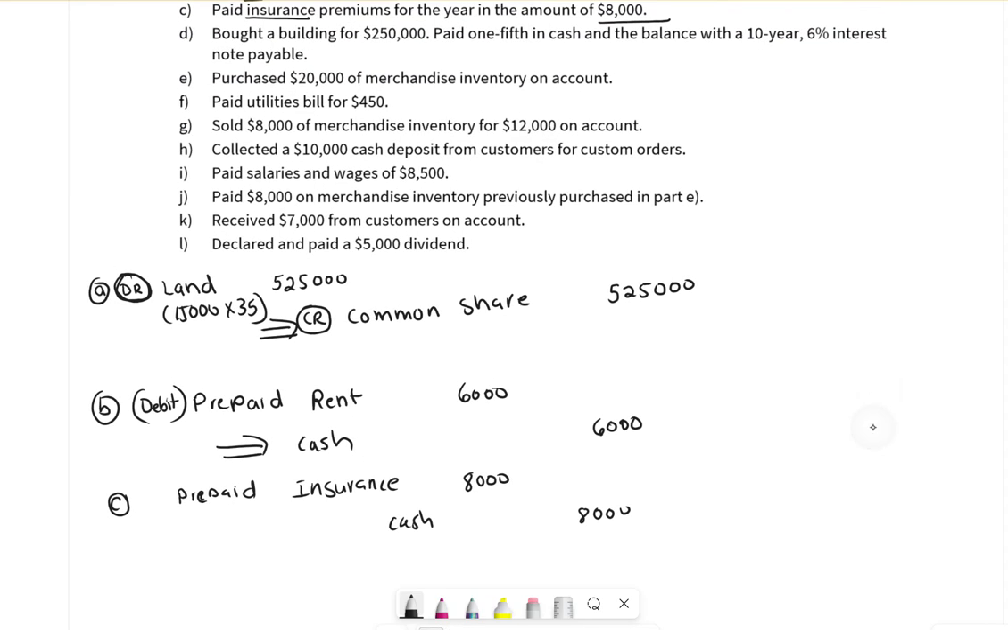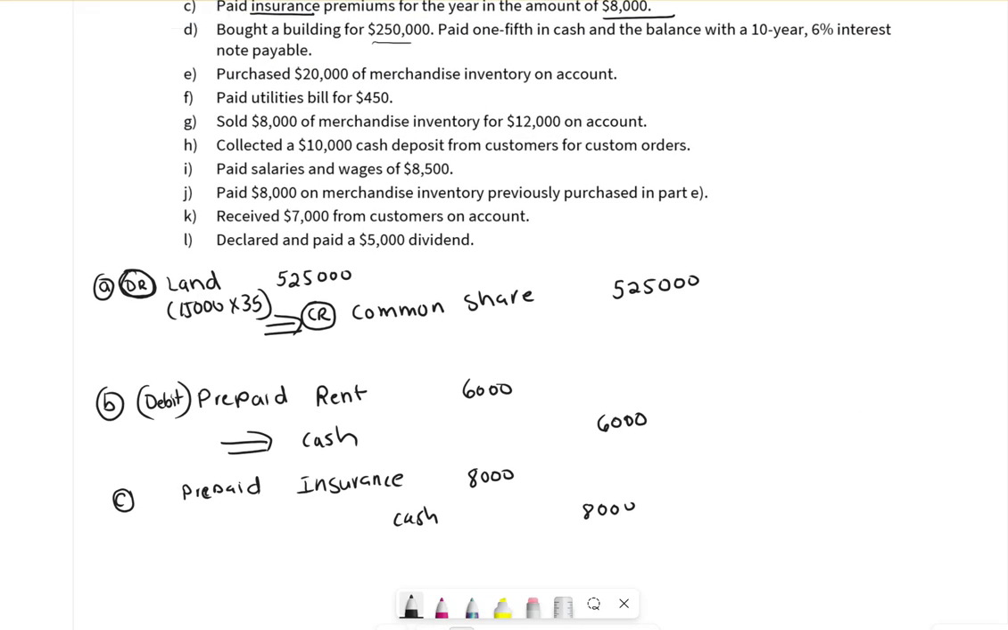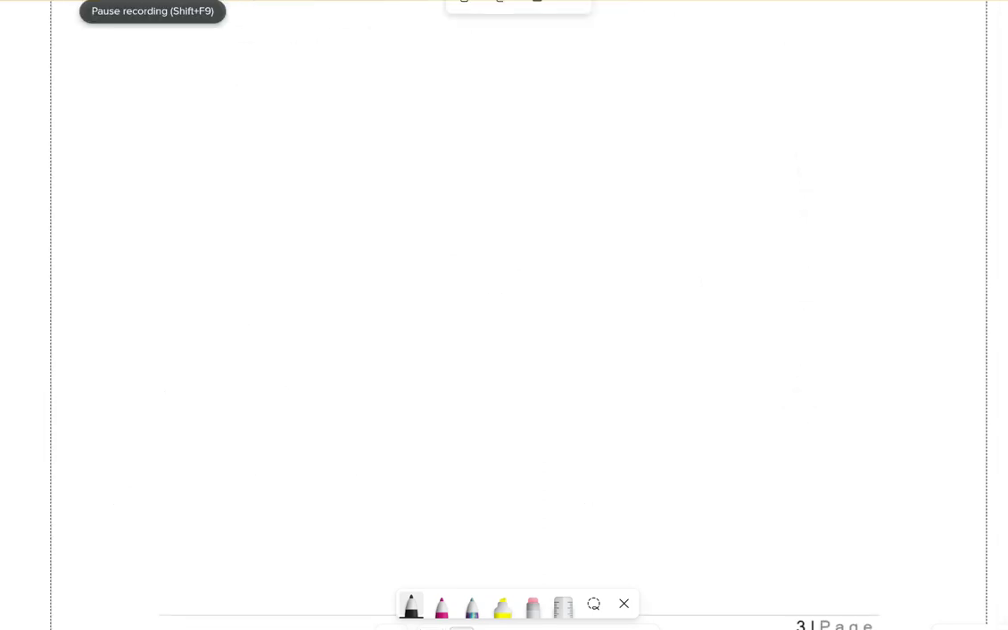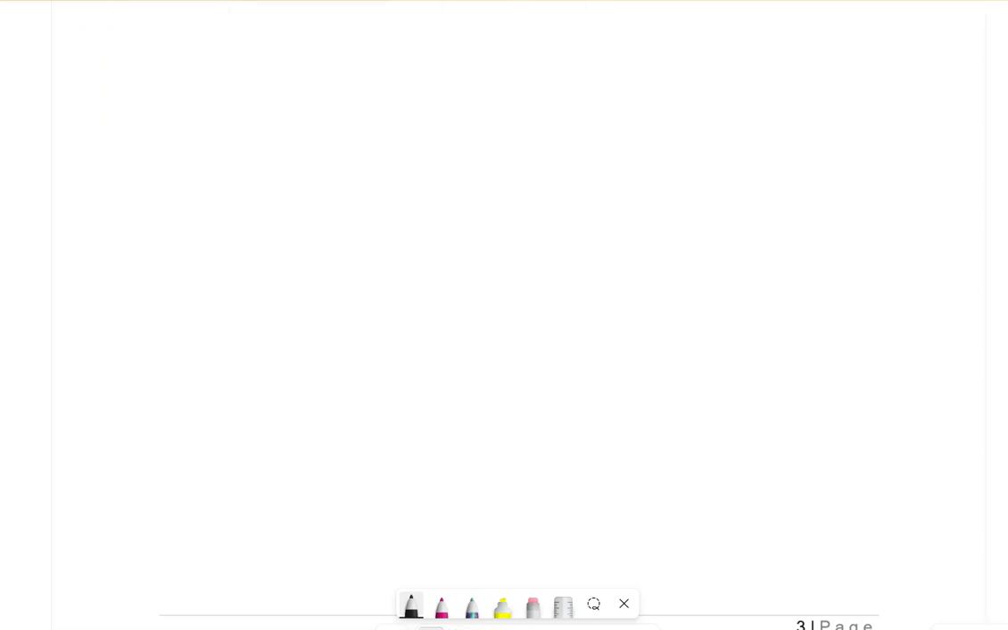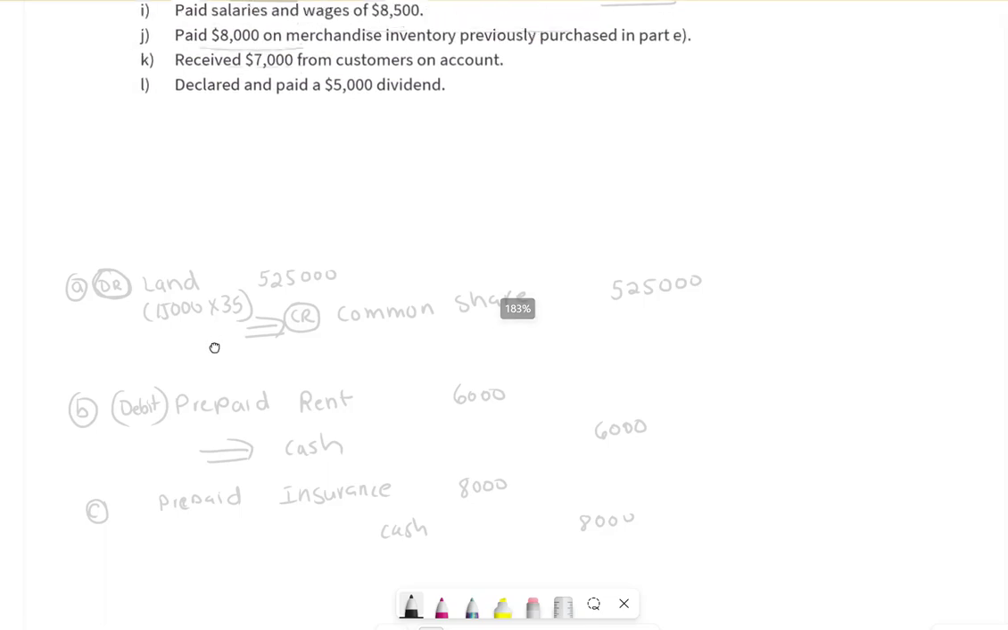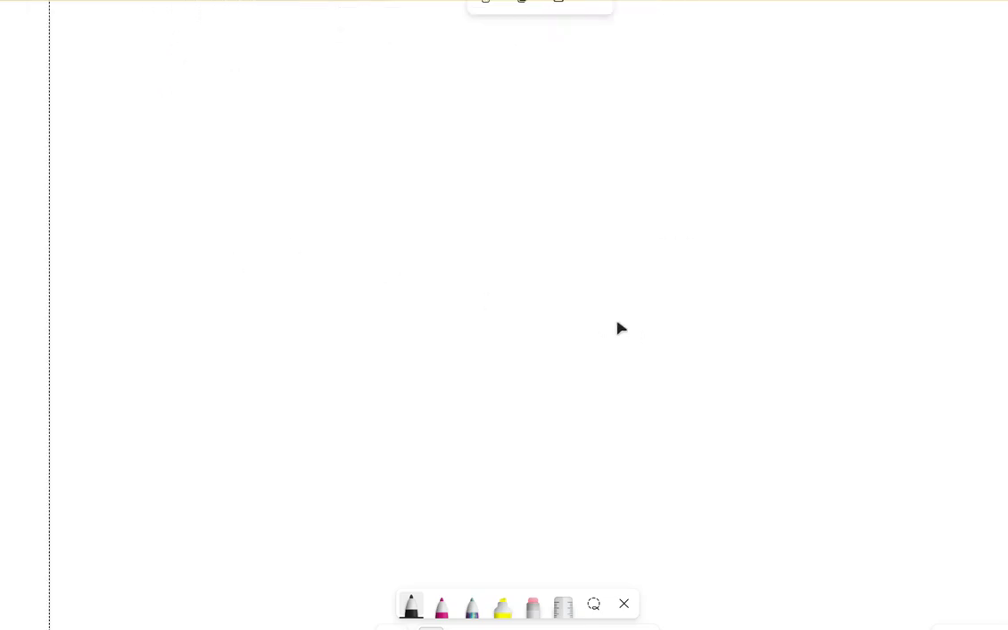My D is saying that we bought a building. This is similar to what we did before. We bought a building, paid 1/5 of it in cash, and the balance is notes payable. So that's what happened. We bought a building, and the building is your asset account.